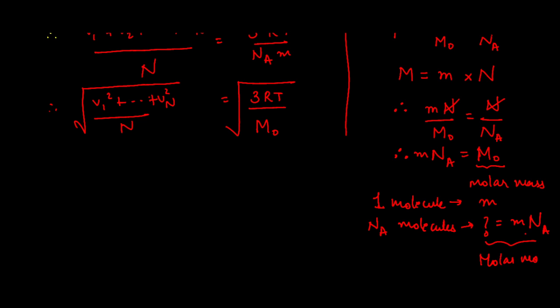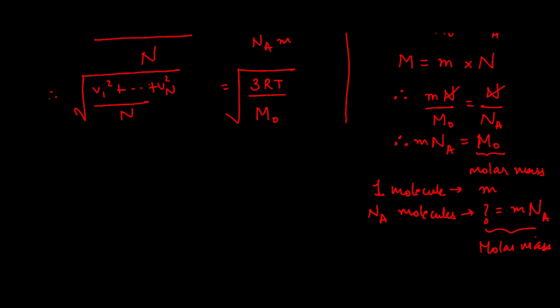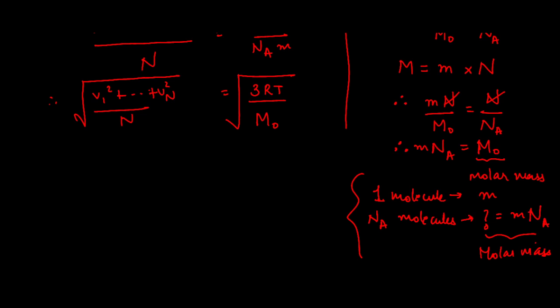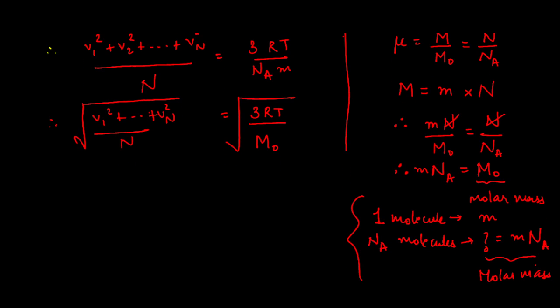Because Avogadro number is the 1 mole, right? Avogadro number means 1 mole of some substance. So that's the other way to do this thing. So m into Na becomes m0. Now, writing it in this form is easier. So once again, Vrms equals under root 3RT by m0. This is another formula of Vrms.